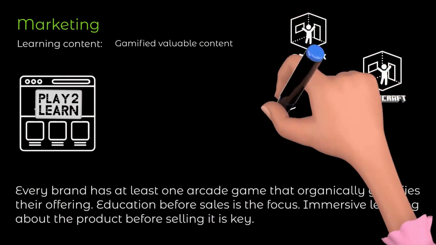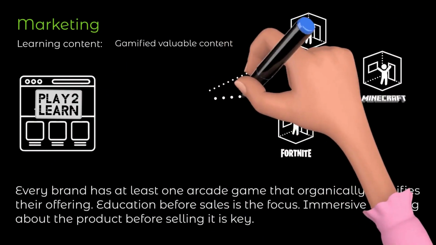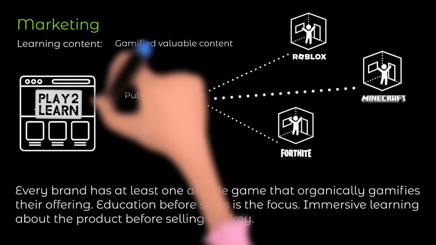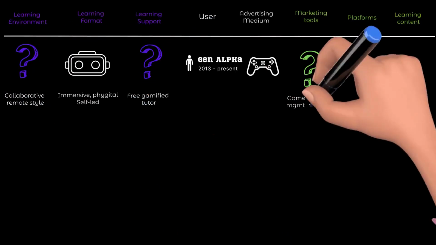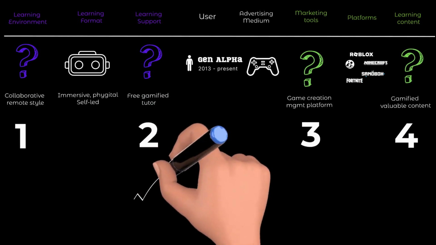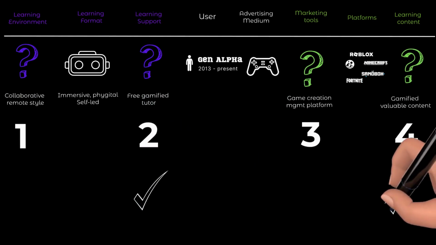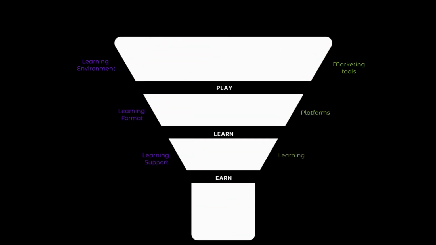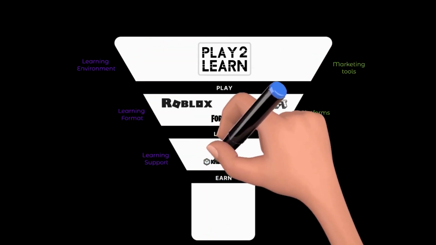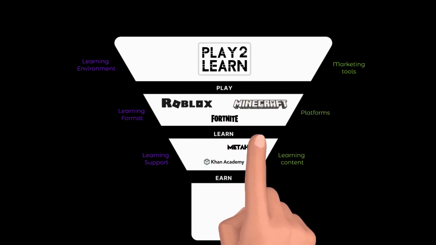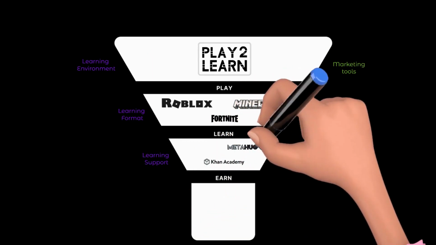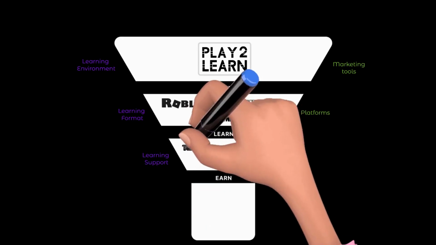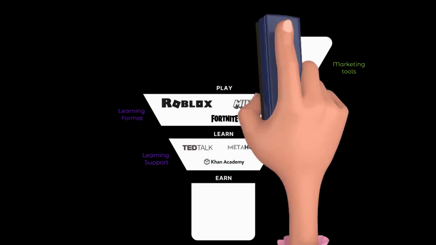Education before sales is the focus. Immersive learning about the product before selling it is key. Let's look at how Opportunity 2 and Opportunity 4 also share the same solution. The next part of the funnel is Learn. Here you can see that Opportunity 2, free gamified tutor, and Opportunity 4, gamified valuable content, also share the same solution, allowing anyone to gamify learning.